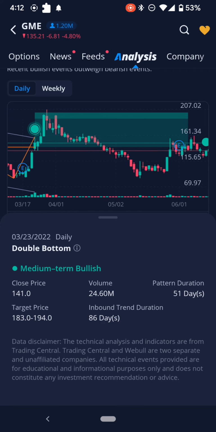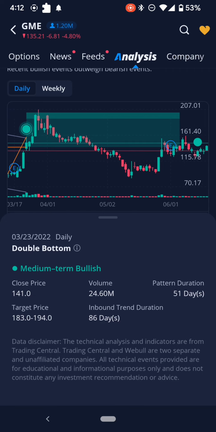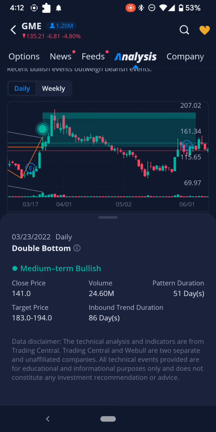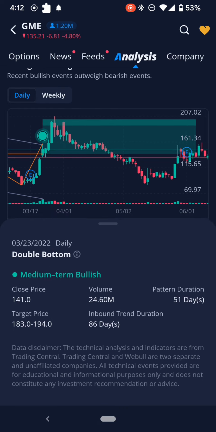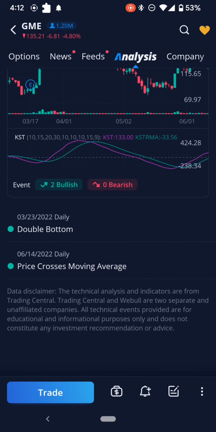So it's pretty funny to see it applied to GME, where it's such a manipulated stock, just how it works. So yeah, this is kind of a cool feature that they've added on the Webull app.